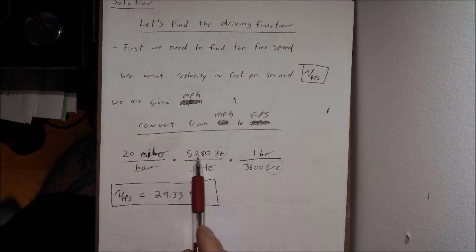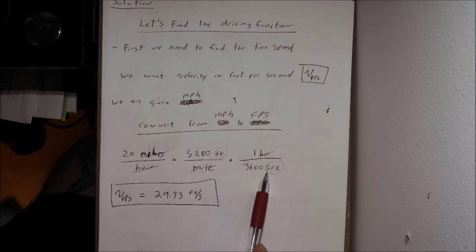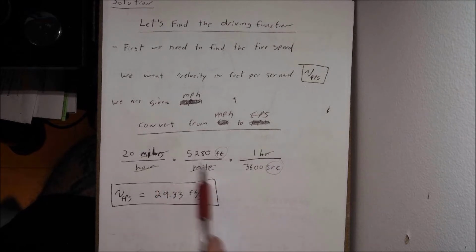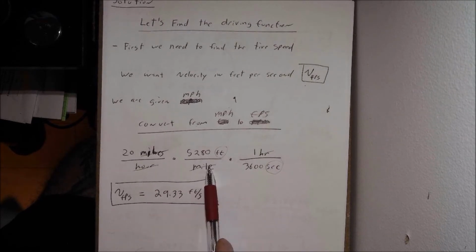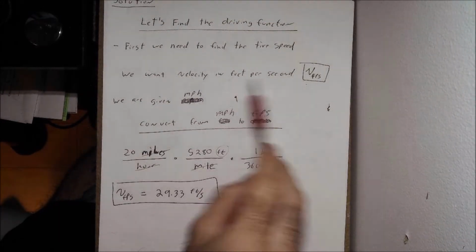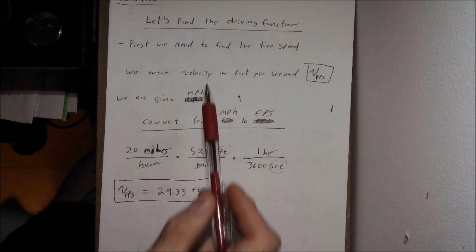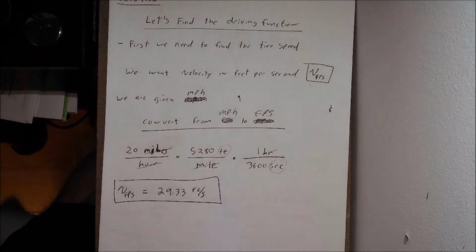Now there are 5,280 feet in a mile and 3,600 seconds in an hour. So I line these up, and I can say, okay, my miles will cancel with miles, my hour will cancel with hour, and I'm left with feet per second, which is exactly what we want here. So we do out our math, we end up with V in FPS equal to 29.33 feet per second. Just doing our conversion from our given units to make sure that we're in feet per second to find our tire speed.